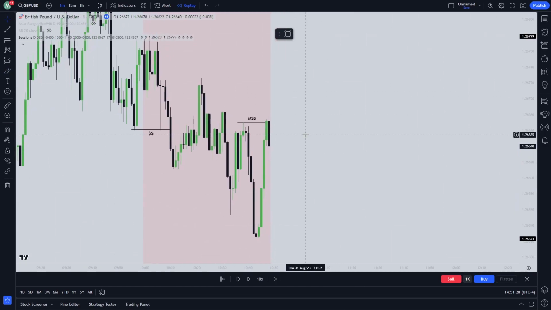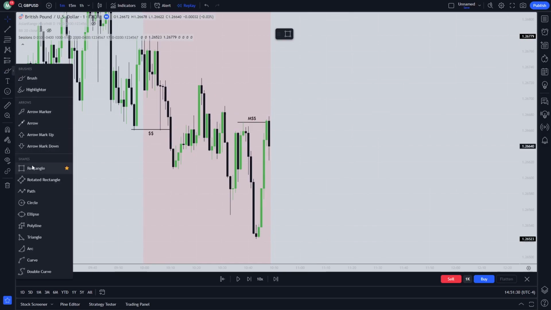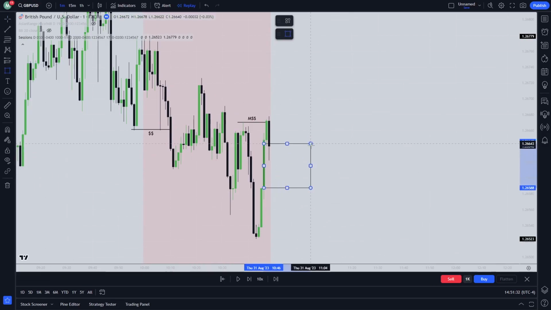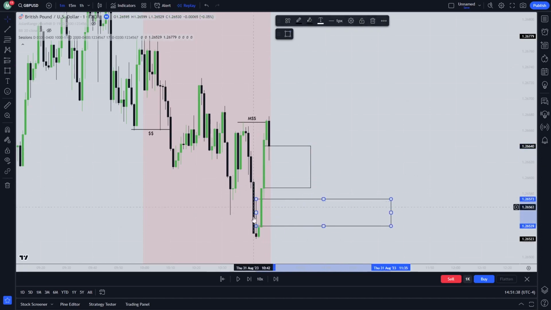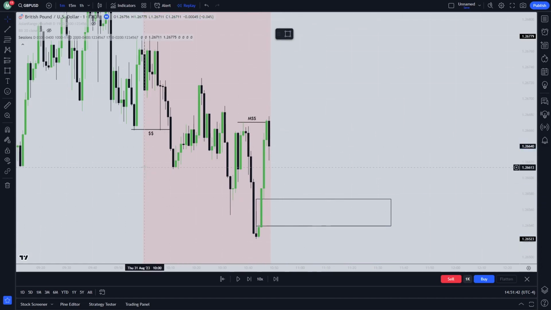From here, we find the imbalance that caused the move. Again, we have a couple of imbalances here. We have one imbalance here, and we have an imbalance here. This is the imbalance that we'd be interested in. Why? Because this is the first imbalance that caused this market structure shift alongside this displacement. So here we have our imbalance right over here.